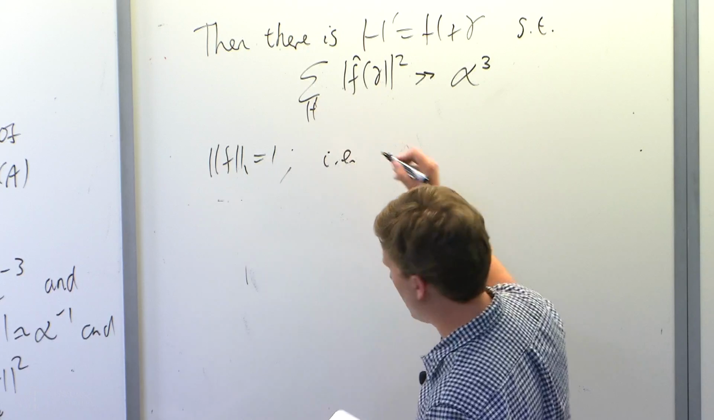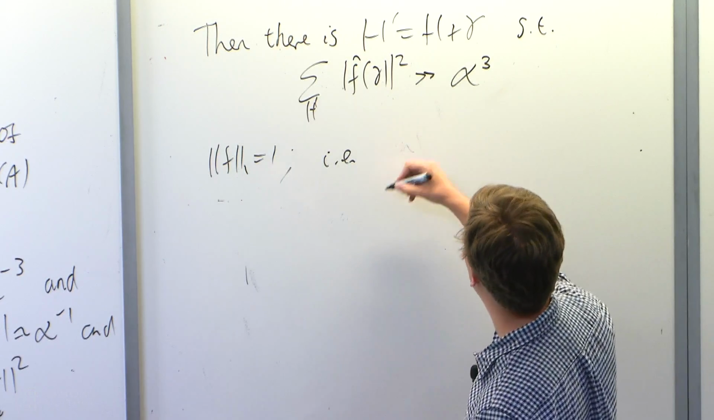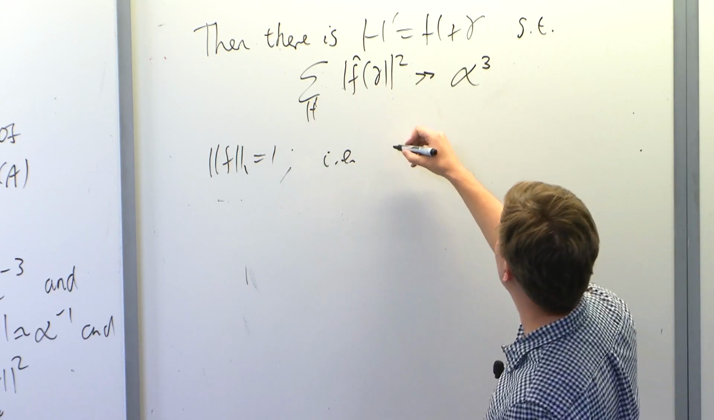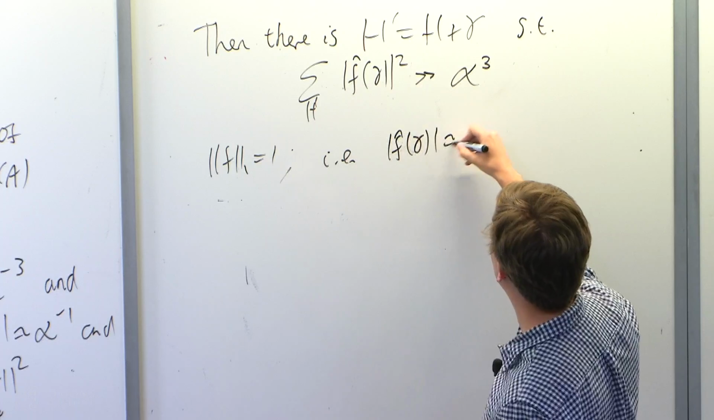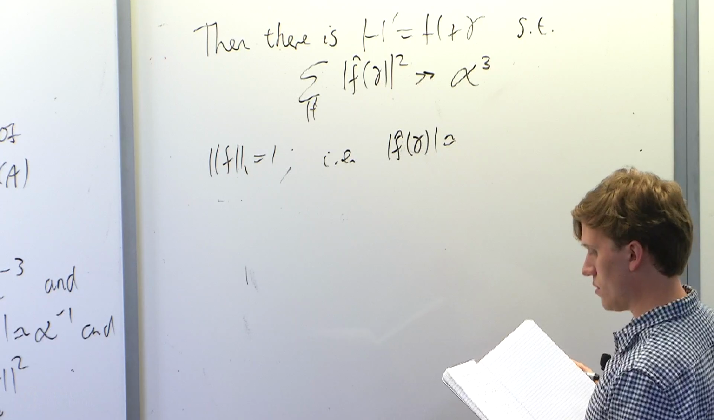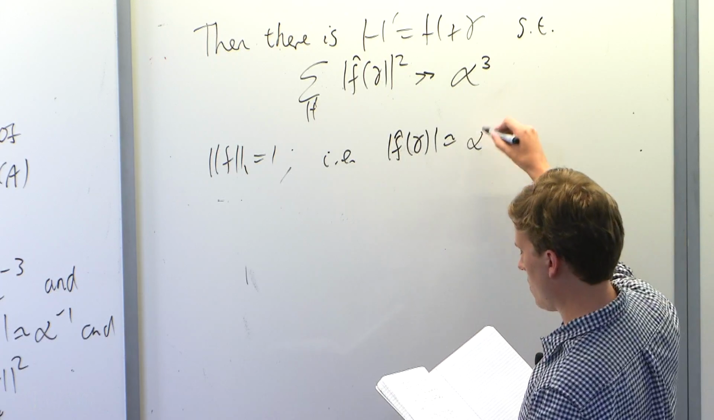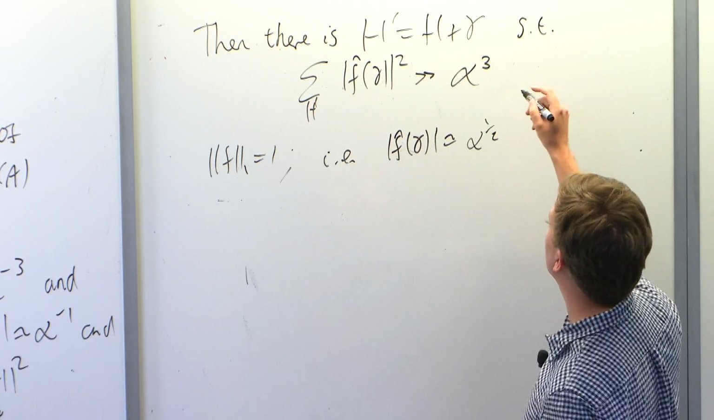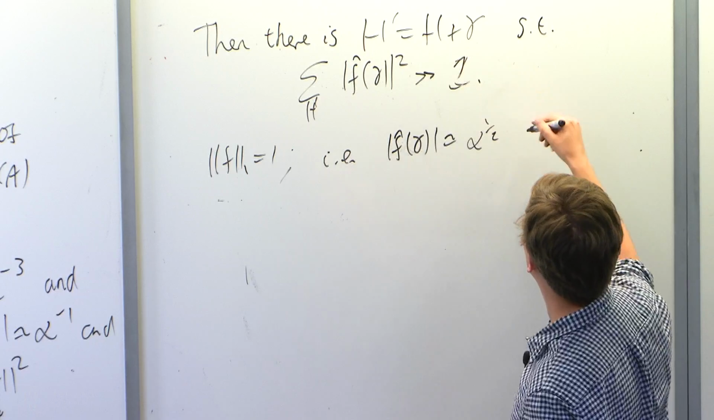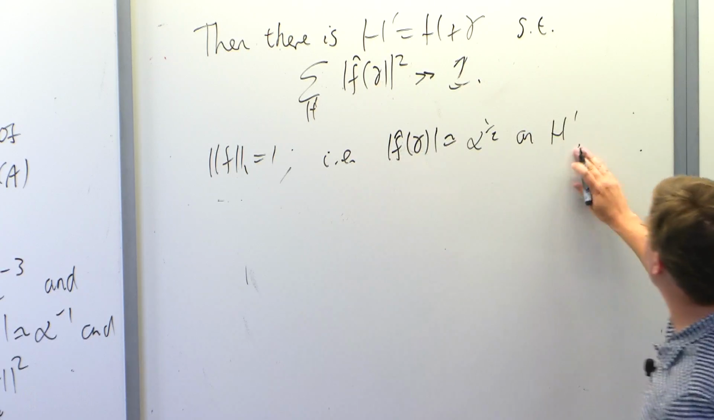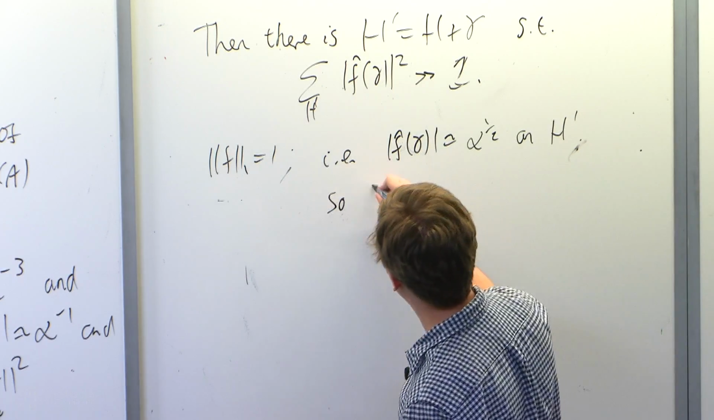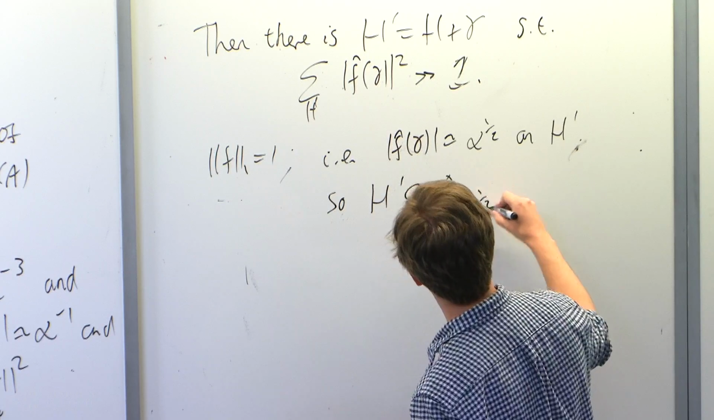Okay, so in other words, this is saying that on average over H prime, which has size alpha to the minus 1, the size of gamma squared is like alpha to the 1/2. Yeah, we normalize things away. In other words, H prime is a subset of the alpha to the 1/2 spectrum of F.